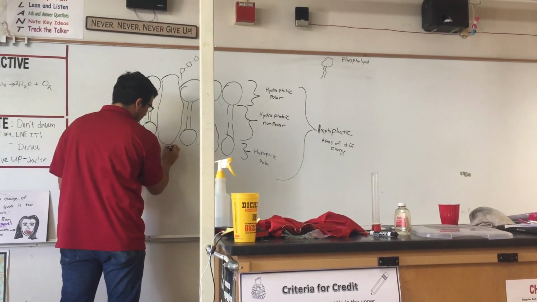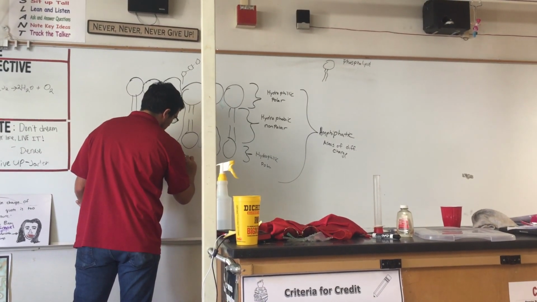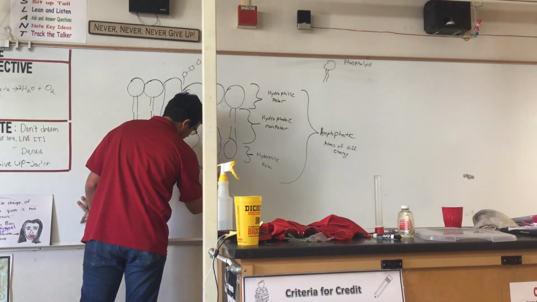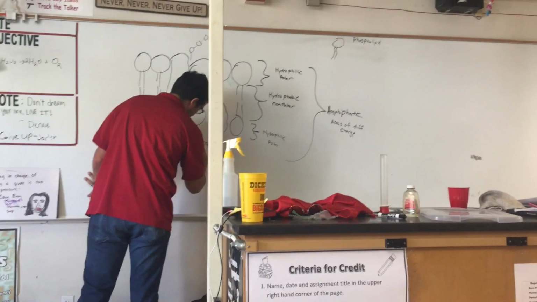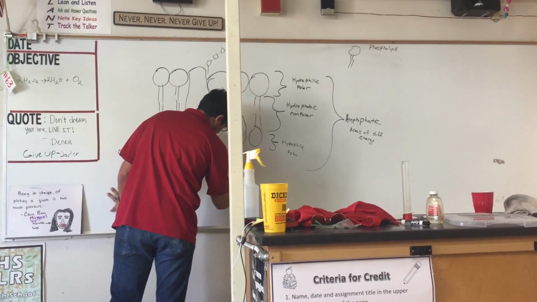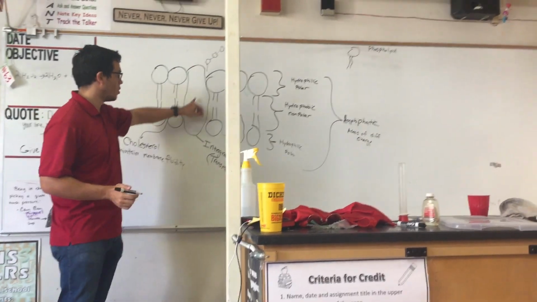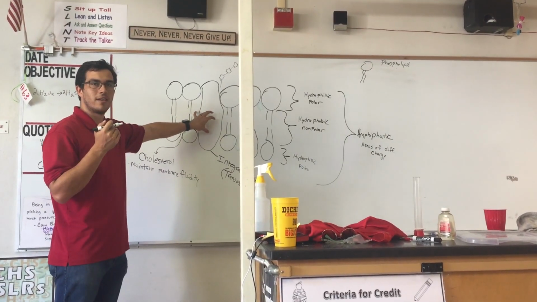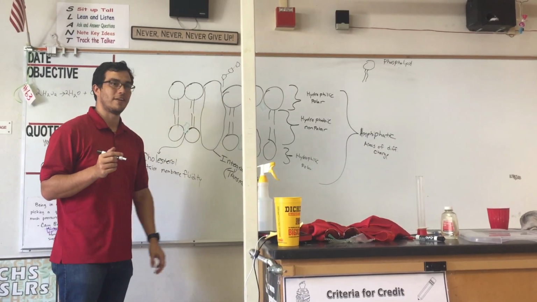Then I've got this thing right here. This big thing is a type of protein. It's called an integral protein, or also known as a transmembrane protein. Remember, trans means across. This is a protein that's going to go across the entire thing. What do you think this is used for? Transport. It's used for transporting things in and out of the cell.